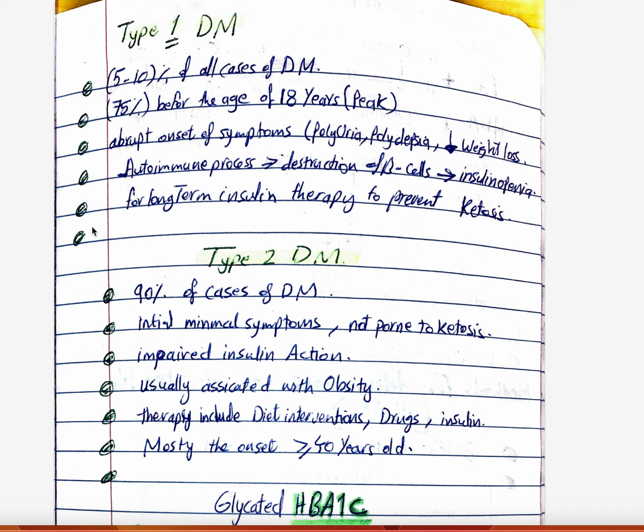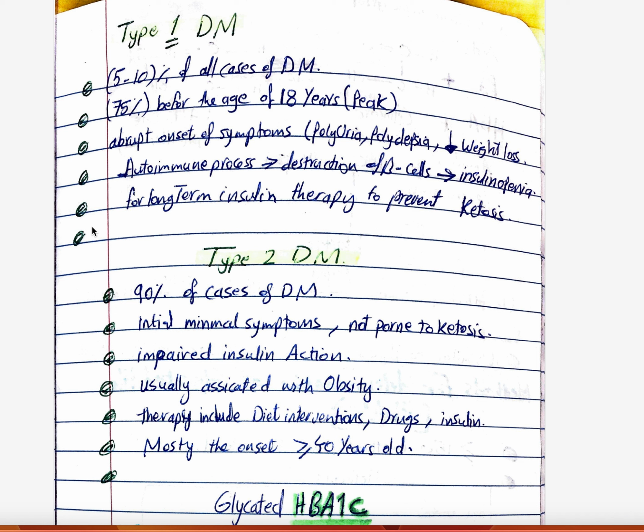It's an autoimmune process, with destruction of the beta cells, so that leads to insulinopenia. Because the body attacks itself, that leads to the destruction of the beta cells, and that leads to a reduced amount of insulin in the body. For the long term, that leads to ketosis. So this patient should take insulin forever to prevent ketosis.